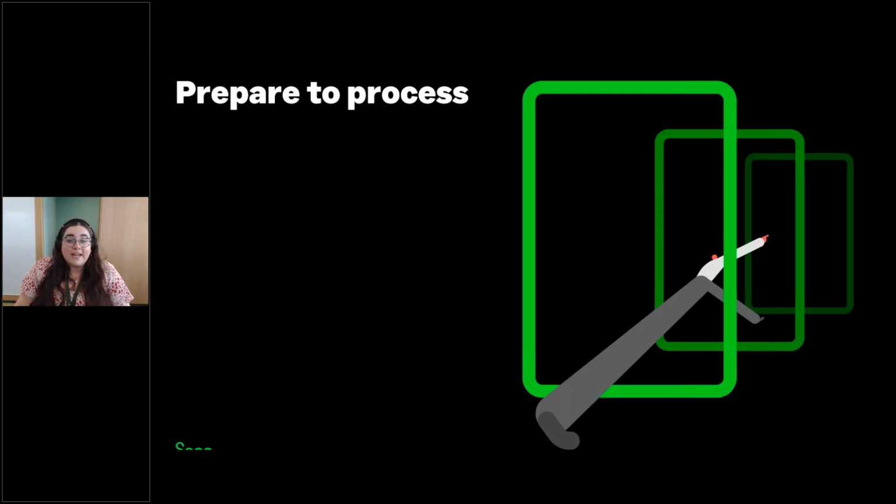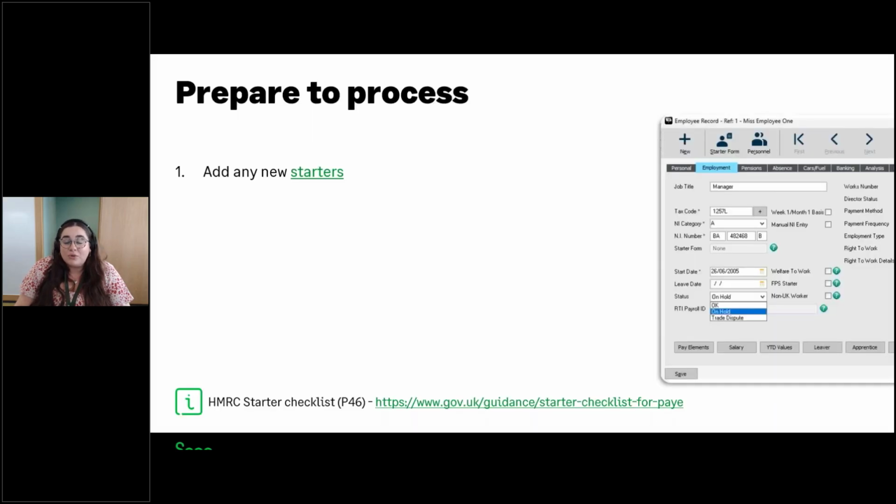Now the first part is basically 4 steps to check, just in order to make sure that you've prepared to process payroll. And you'll do these tasks before you process any payments for your employees each period. So step 1 that we'd recommend is to add any new starters that you've had join your company since the last time that you did payroll. They'll hopefully have a P45 or a starter checklist, that was previously called a P46. And you'll be able to use the information on those forms to enter them as a new starter.